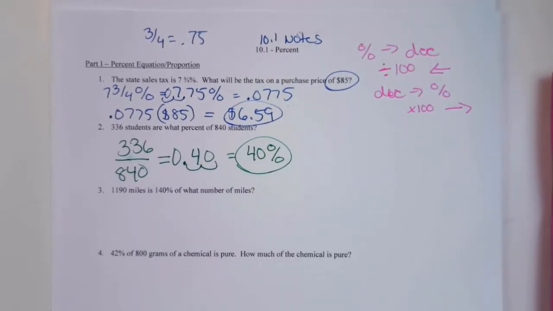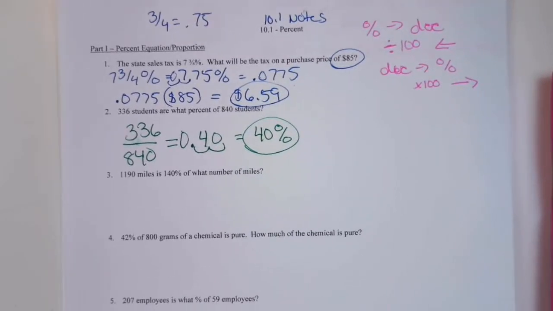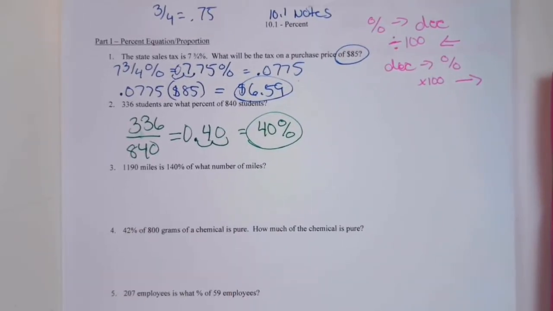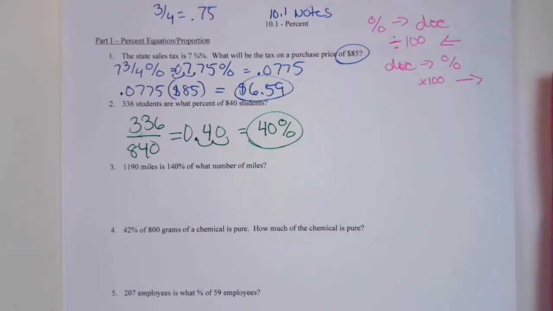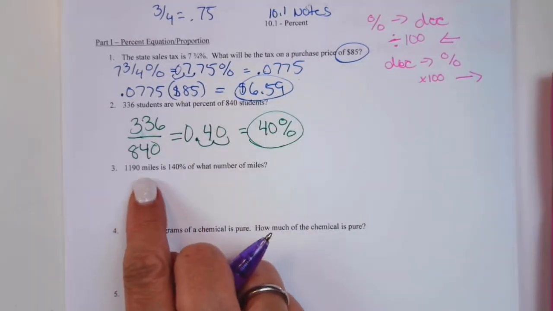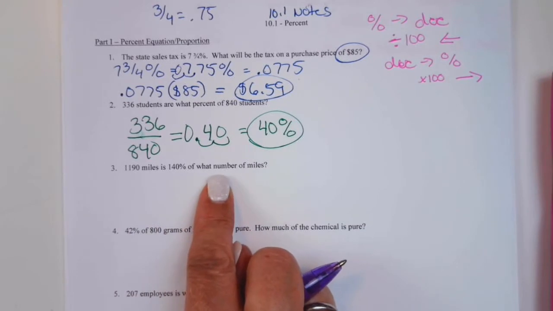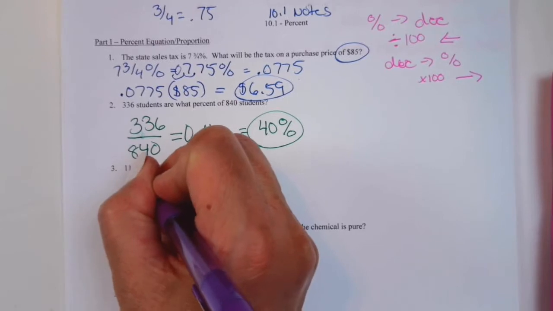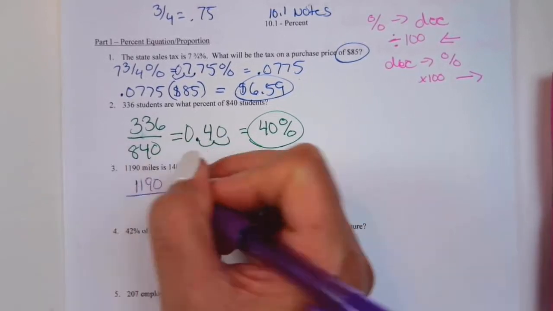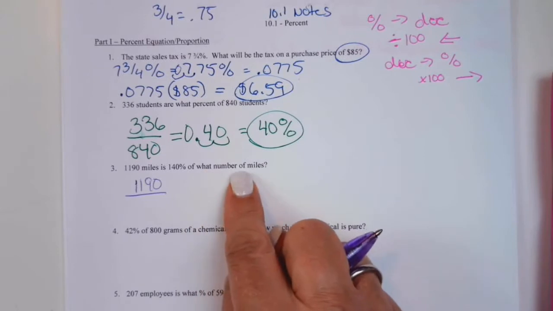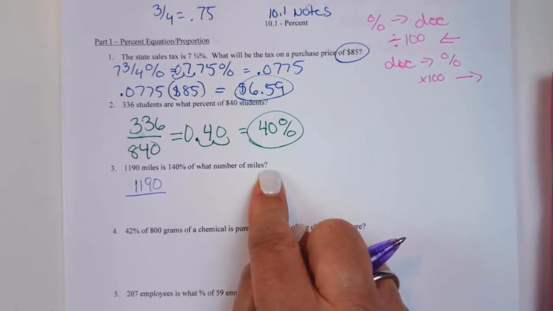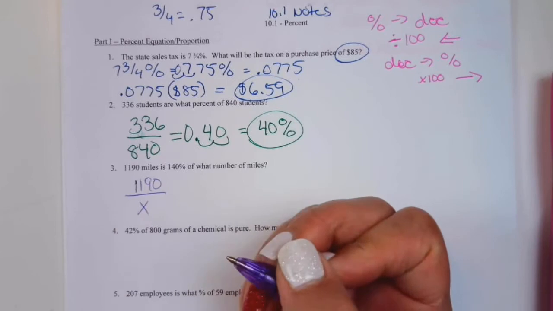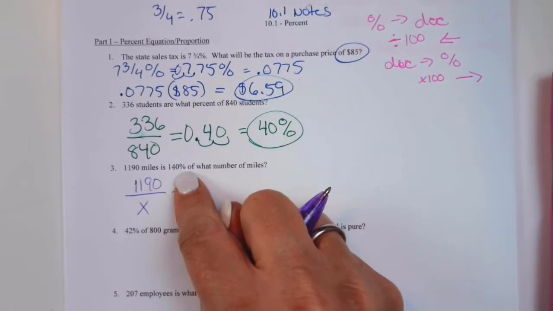Okay, next, number 3. 1,190 miles is 140% of what number of miles? So this has to be our part. So that has to go on the top, 1,190 miles. Now it's asking of what number of miles. Well, we don't have that. That's our whole that it's asking for. And then we have 140%.